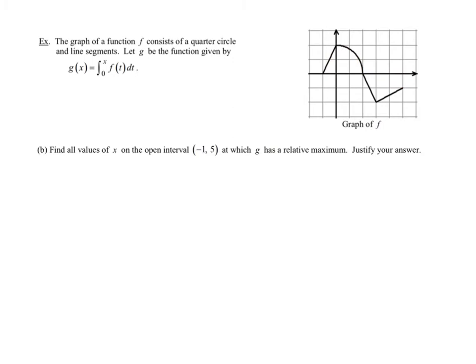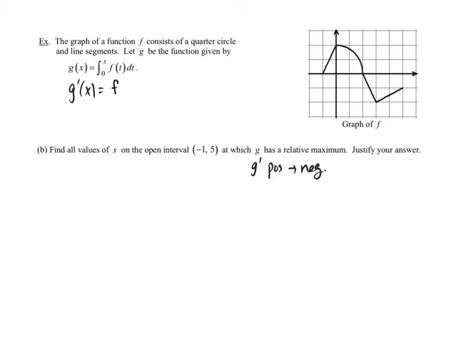Okay, on part B, it's asking me to find all values of x at which g has a relative maximum. Recall from our discussion back in chapter 3 that g has a relative maximum if g prime changes from positive to negative. So now I need to concern myself with the derivative of this function g of x. Because g of x is defined as an integral, we are going to use the second fundamental theorem of calculus. So g prime of x is going to equal, we take our upper bound, which is x, and we replace t with that upper bound x.